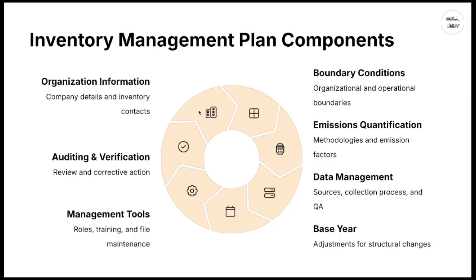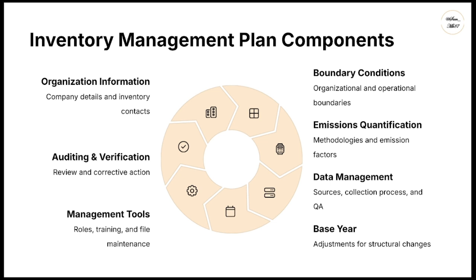We already discussed the IMP, which is essential to maintain consistent, transparent, and credible GHG inventories over time. Some of the key components of the IMP start with the organization information: basic company details, primary contact, those things. Next, we have the boundary condition, which defines organizational and operational boundaries, outlining which parts of the business and which types of emissions are included.